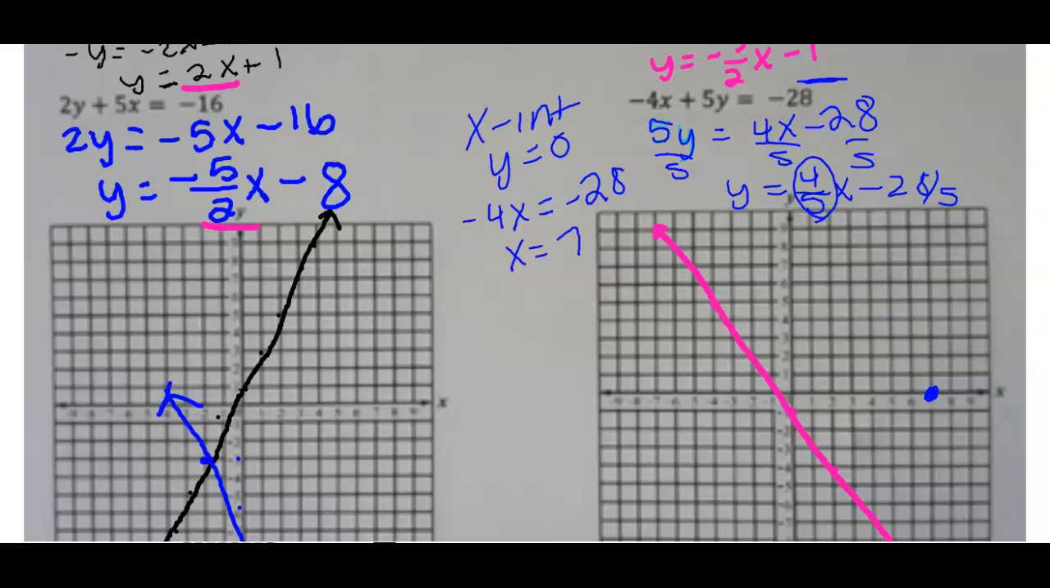So you're going to go up 4 and over 5 to the right. But that takes me off my graph. So instead of going up 4 and to the right 5, you can go down 4 and left 5. Oh, I picked the big dot. 1, 2, 3, 4. 1, 2, 3, 4. Boom. So what happens when I go down 4 and left 5? I intersect my other graph.